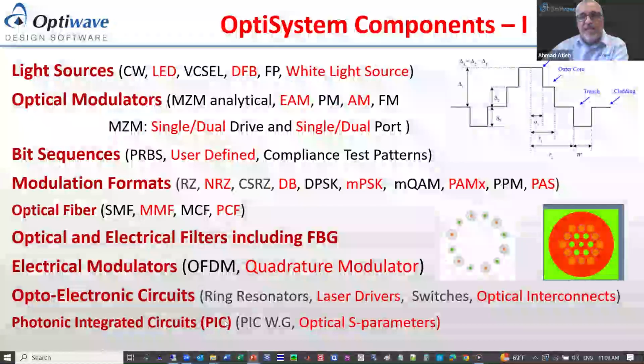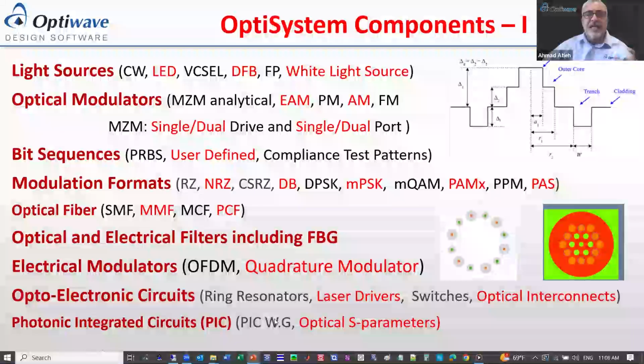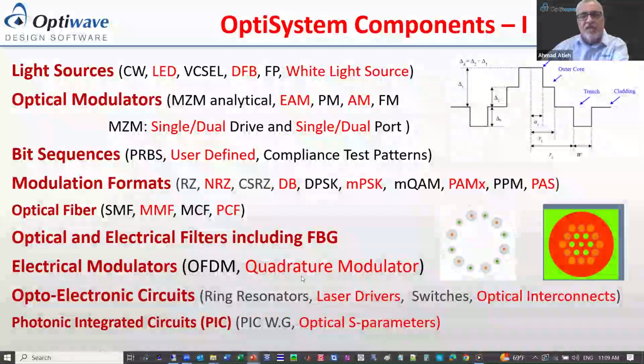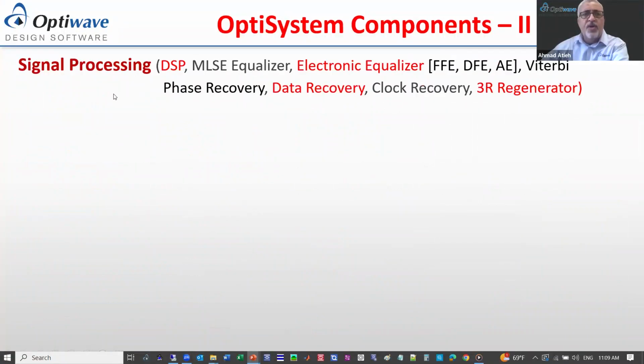There is photonic integrated circuit device support, where we recently introduced in version 22.1 new components, one of which is the photonic integrated circuit waveguide, where you can use the device as an optical waveguide with some electronics control. As well, there is a component called optical S parameters, where you can load measured S parameters and then use them in a circuit to represent a photonic integrated circuit. There are new examples in OptiSystem using these components for building a Mach-Zehnder modulator or Mach-Zehnder interferometer, ring resonators, and so on.